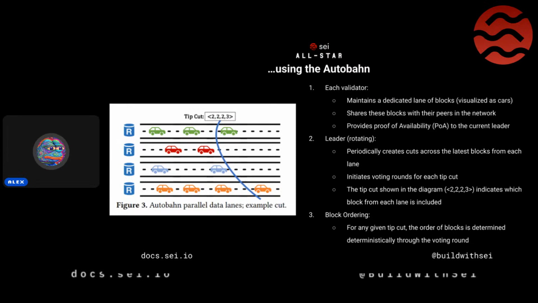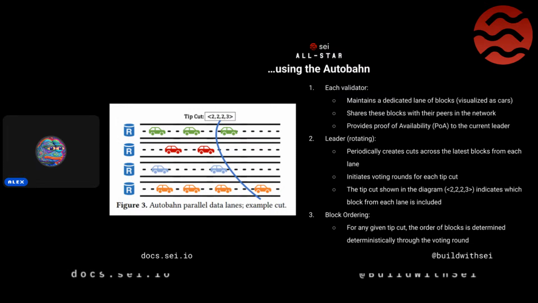And what that leader does then is it just rotates around. And that leader then periodically cuts across all of the latest blocks from each lane. So what you essentially do is at one point it decides, okay, we have enough blocks. Let's cut. And we're just going to cut across all lanes. And at that point, it initiates a voting round for each tip.